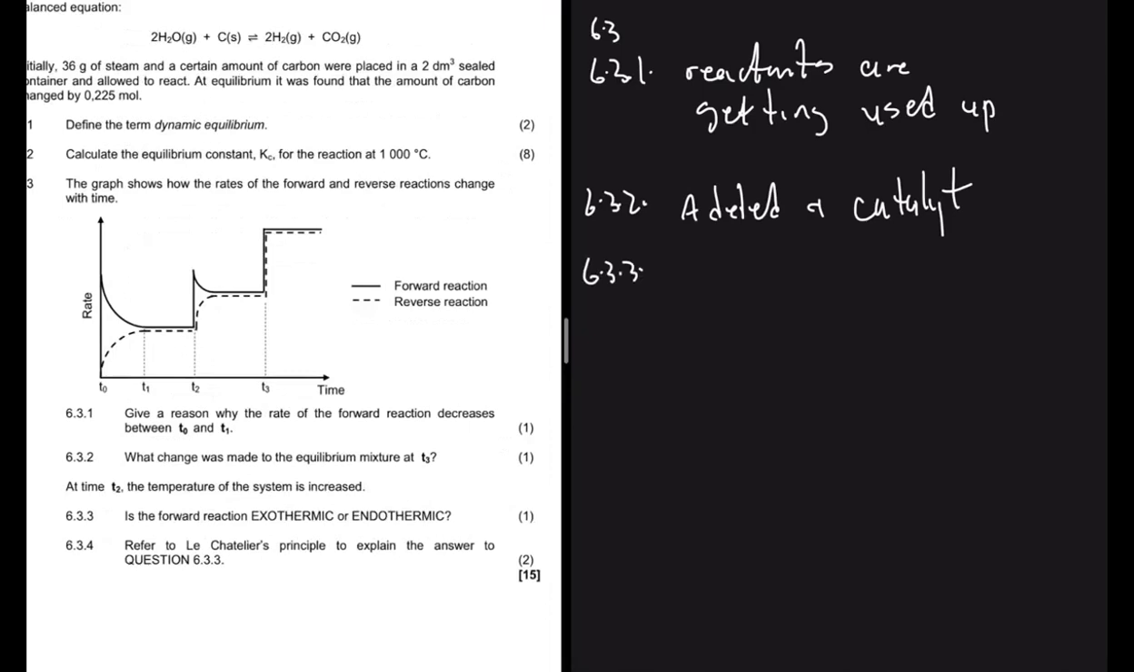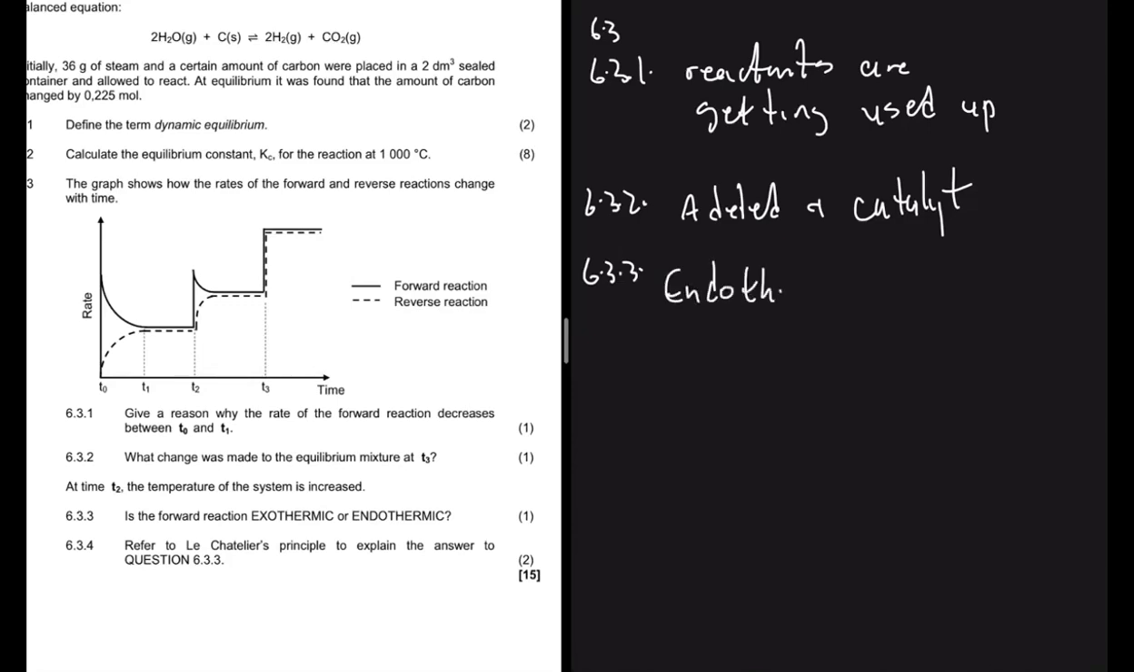6.3.3 says, is the forward reaction exothermic or endothermic? You can see that at T2, the forward reaction shoots up. It goes up dramatically, and then it eventually starts going down because the reactants are starting to get used up. So at T2, the forward reaction is favored by the increase in temperature. And we know that an increase in temperature only favors an endothermic reaction. So we're going to say 6.3.3, the forward reaction is endothermic.